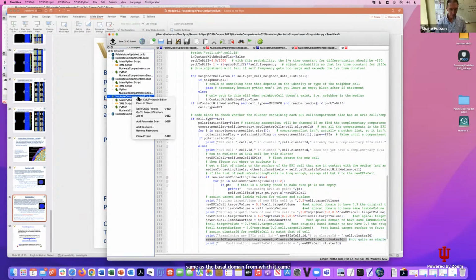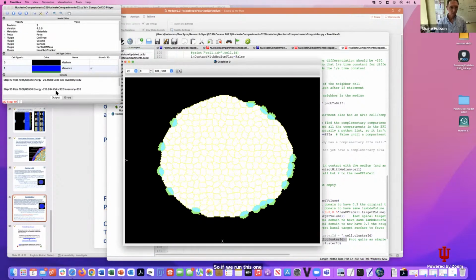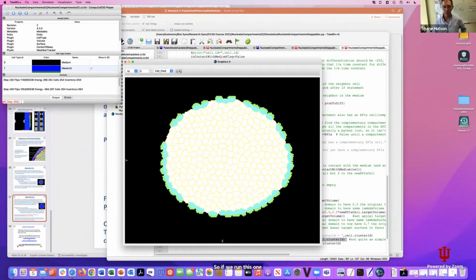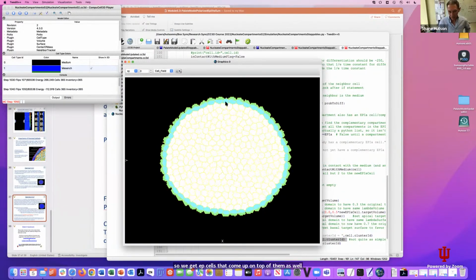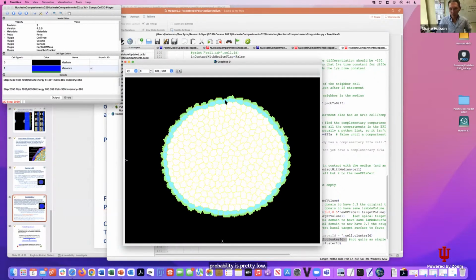So if we run this one, you can see the epithelial cells pop up there, and as they do so, we get epi cells that come up on top of them as well. And occasionally there'll be one like here at the top that takes a long time to get an apical domain. That's because of the way I wrote the probabilities here. If it doesn't have quite enough contact area, then the probability is pretty low. Eventually there'll be a fluctuation where that one probably gets one, but it's having a hard time getting the random number to let that one get an apical domain.